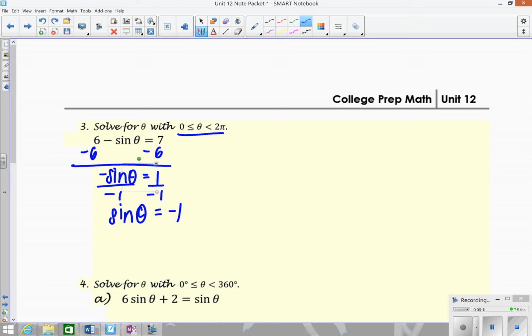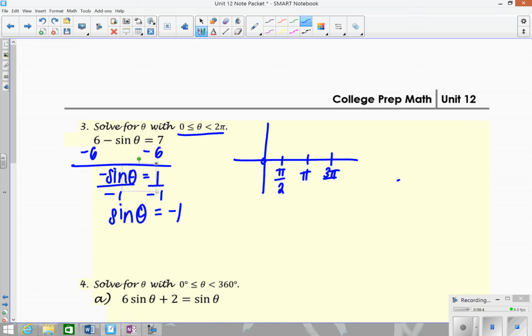So now for this one, whenever it's sine or cosine equaling negative 1, 0, or 1, I always like to look at the curves or the unit circles for this. So for example, if I was looking at the graph of sine, remember we have 5 key points. We have 0, 0, pi over 2, pi, 3 pi over 2, and 2 pi. That's how you get your full cycle for sine.